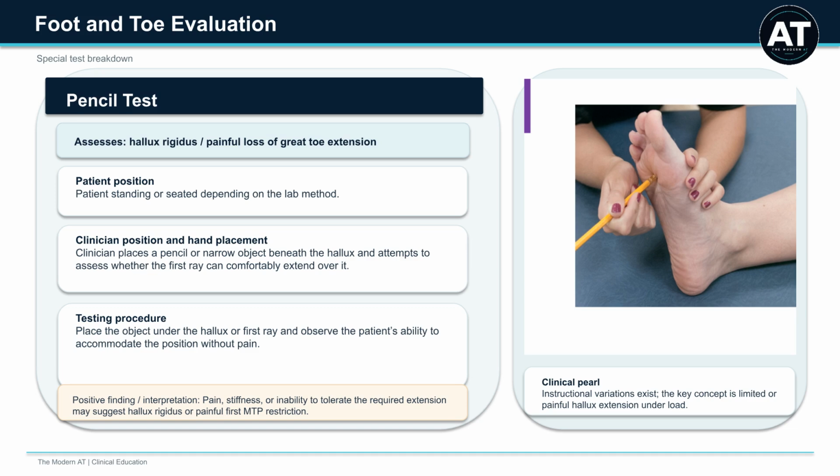The key concept is not the pencil itself. It is whether the first MTP has enough extension for gait and push-off. Compare sides and consider turf toe, sesamoid pain, and degenerative restriction.